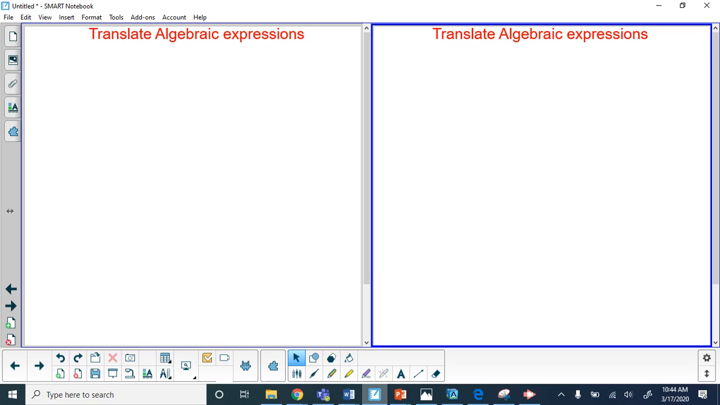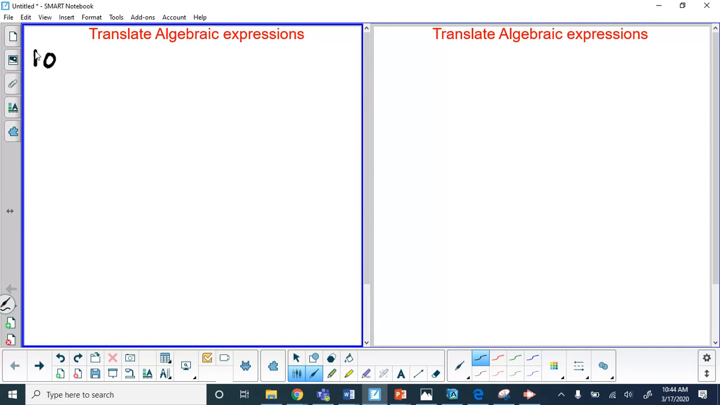What if we have something like 10 plus 5? This can be expressed verbally as the sum of 10 and 5, right? What if instead of 10 there is a variable, as in x plus 5? You can express this as the sum of a number and 5. Okay. Now let's translate this.